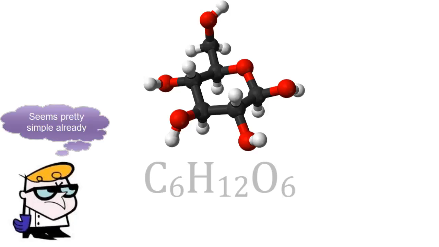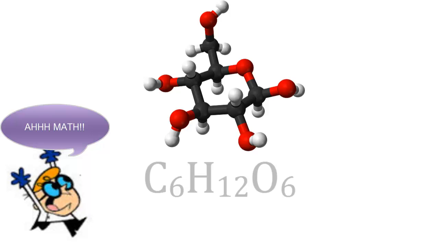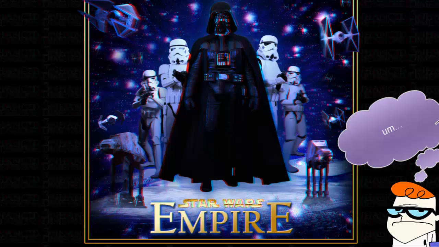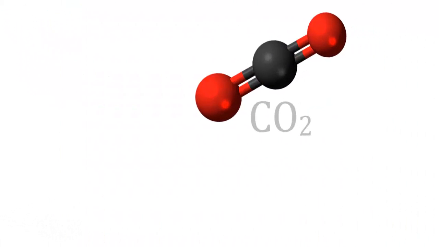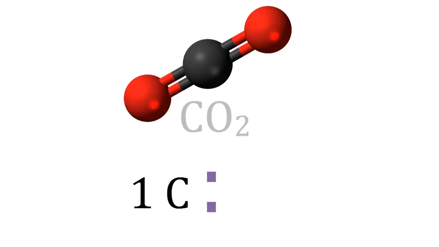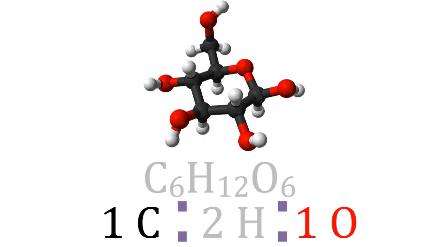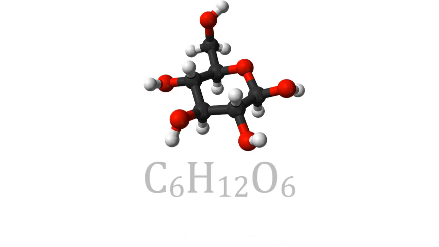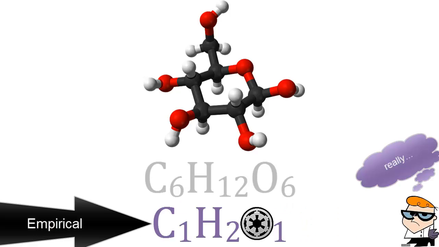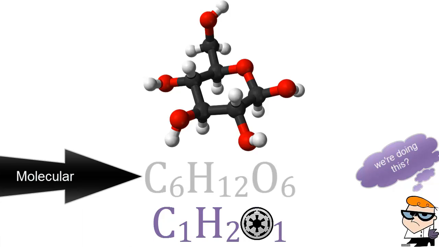If we were to simplify it to the simplest ratio of one atom to another, it would be the compound's empirical formula. For carbon dioxide, the ratio of 1 to 2 is as simple as it can get. But if we look back at glucose, you can pull out a 6 and simplify it down to 1 to 2 to 1. So glucose's empirical formula would be C1H2O1, while its molecular formula would be C6H12O6.